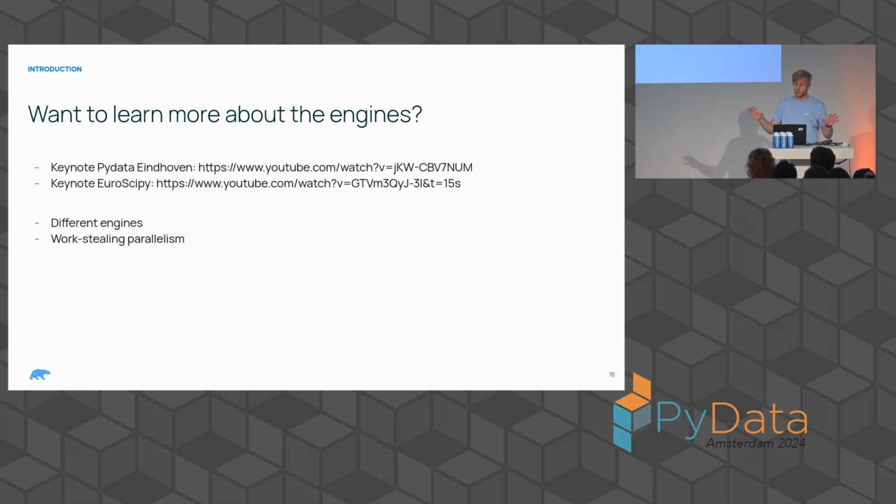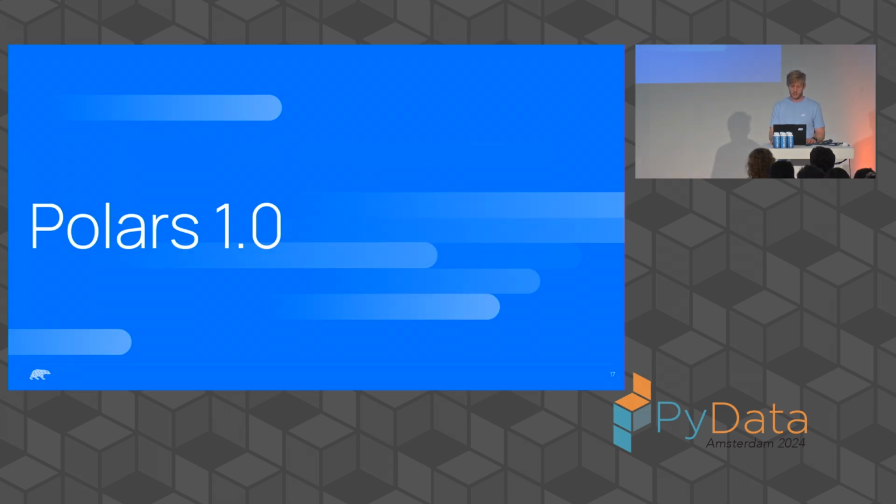How the whole engine works, we've abstracted that, right? I just said different engines. We use different techniques for this. We use work-stealing parallelism. I've explained more about this in other keynotes I gave, but I don't have the time to repeat that here, so I want to give you this slide with the talks on this. If you're interested in how the engines actually work and what they're doing, take a look at these presentations.